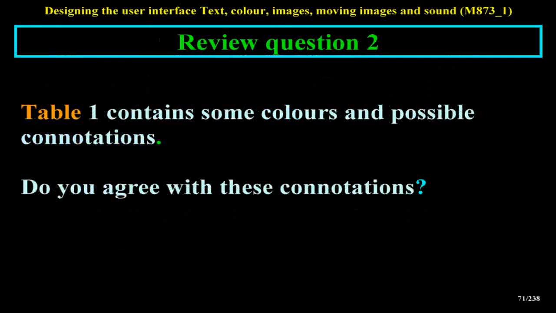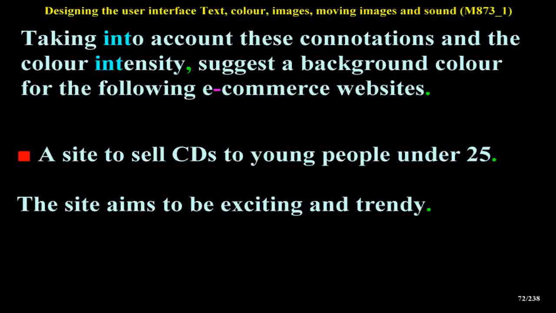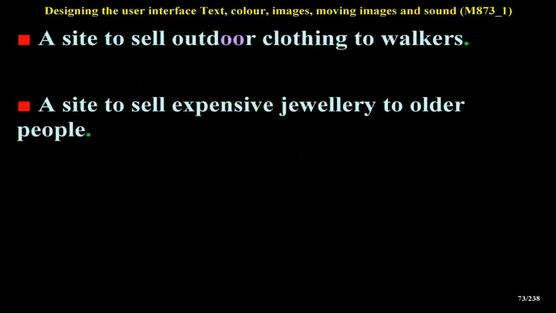Review question 2. Table 1 contains some colors and possible connotations. Do you agree with these connotations? Taking into account these connotations and the color intensity, suggest a background color for the following e-commerce websites. A site to sell CDs to young people under 25. The site aims to be exciting and trendy. A site to sell outdoor clothing to walkers. A site to sell expensive jewelry to older people.